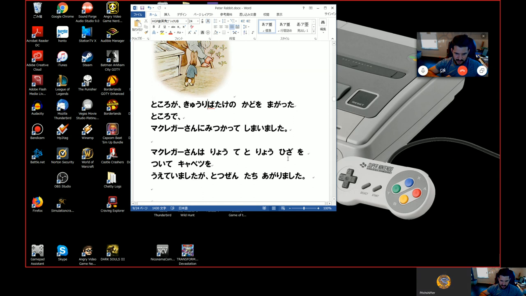Mitsukatte shimaimashita. So typically, if it wasn't a bad thing for Peter, I would have just said, McGregor-san ni mitsukarimashita. But because it was bad, I say shimaimashita, right? When something bad happens, people describe it with shimaimashita. Okay, right. Otherwise, if it wasn't a bad thing, I would have just said mitsukarimashita. Wakarimasu.